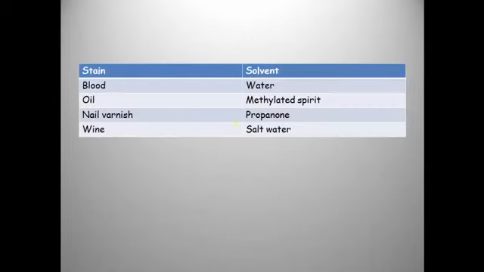Now this is just some examples of some stains and the correct solvents that will get them off: blood, water; oil, methylated spirits; nail varnish, propanone; wine, salt water. Oh, does salt water get them?